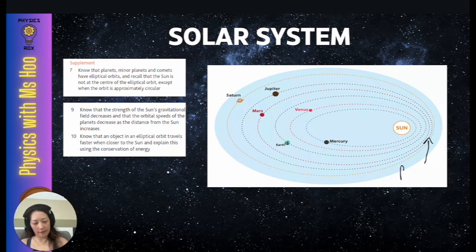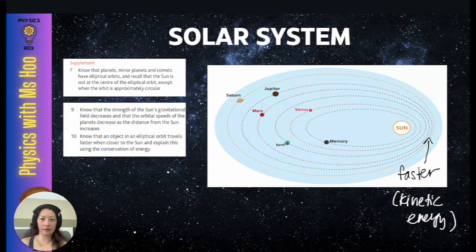So here it's faster. Hence, when it's faster, there's greater kinetic energy. I'm going to write that here, kinetic energy. So it's similar to the concept of conservation of energy, which you have learned in Unit 1. There is a transfer of energy. In this case, from kinetic energy here, it is then converted to potential energy, which let me put in a different color here. So at this end here, it's more potential energy.